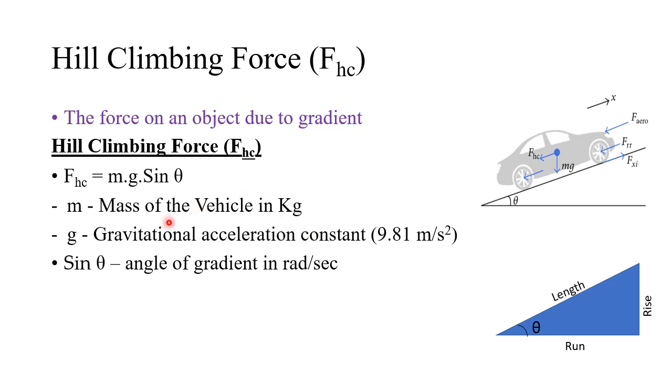This mass of the vehicle includes both the curb weight as well as the weight of the passengers inside the vehicle. So it is the total mass in kilogram. This is the formula to calculate the hill climbing force.